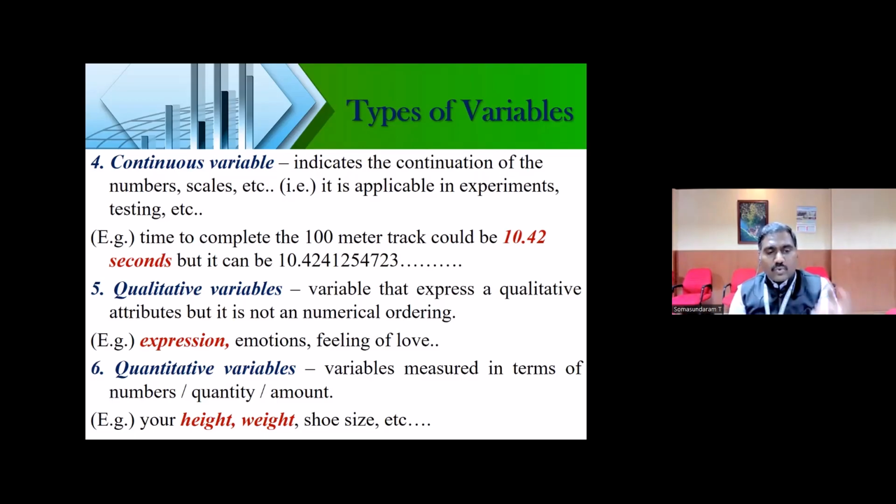And the fifth one is the qualitative variables. Your variables will be measured with qualitative attributes, no numerical, no count, no numbers. And the sixth one is the quantitative variables, which are measured in terms of numbers, of course marks, the height, and the weight. All these things come under the quantitative variables.